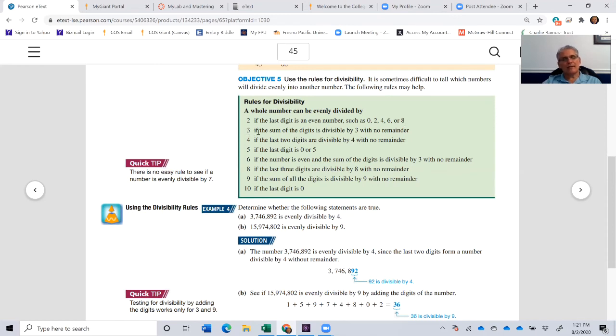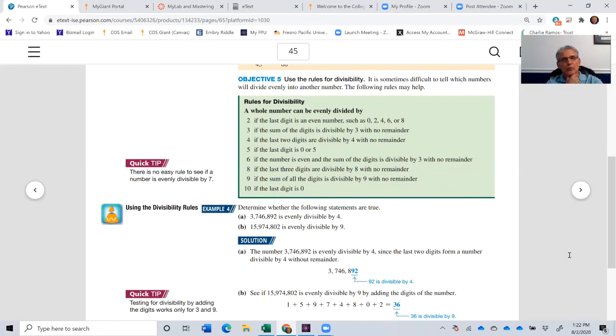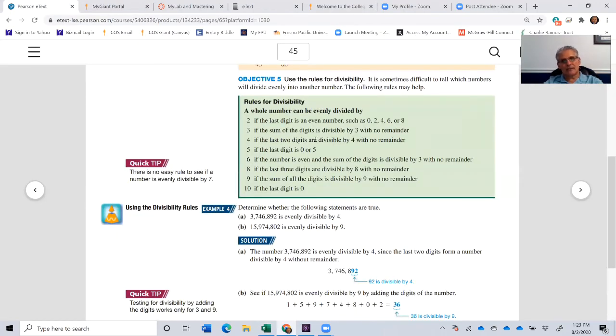The whole number that you have can be divided by 3 if the sum of the digits is divisible by 3 with no remainder. I'll give you a quick example of this. Let's say the number you have is 231. So the rule of divisibility tells me that we look at this and we know that it can't be divided by 2 because the last digit is not an even number. So we're going to throw 2 out. The next question becomes, can it be divided by 3? And the rule of divisibility says if the sum of the digits is divisible by 3 with no remainder, then it can be divided by 3.